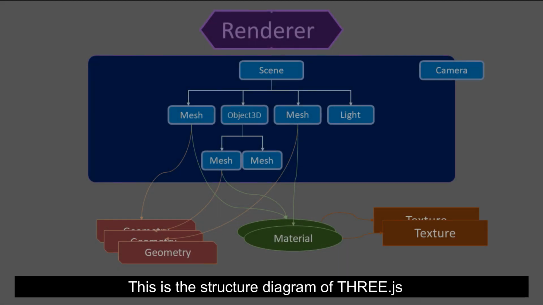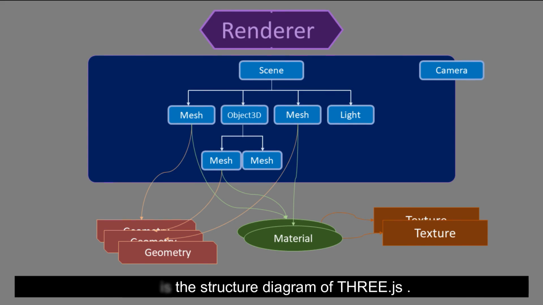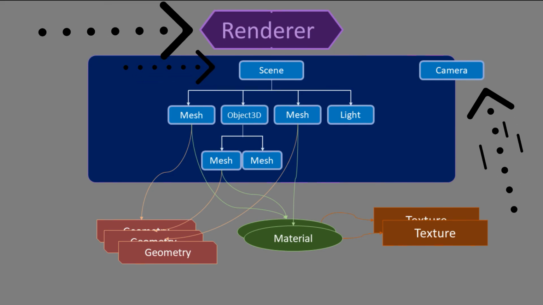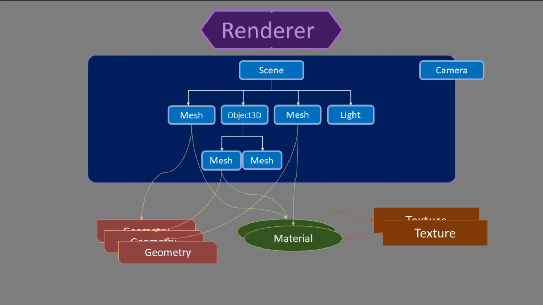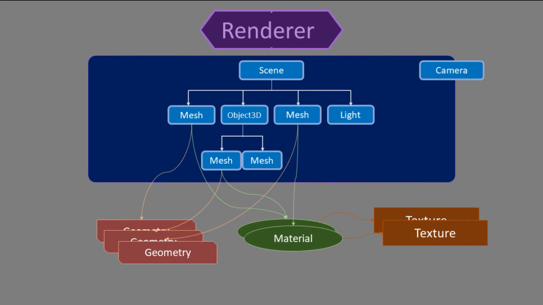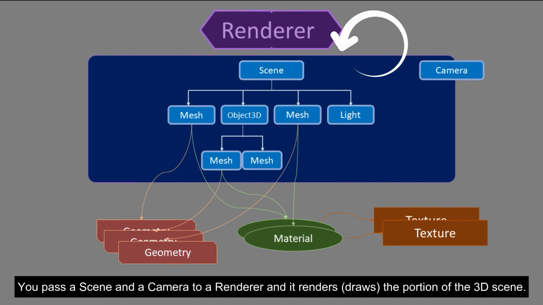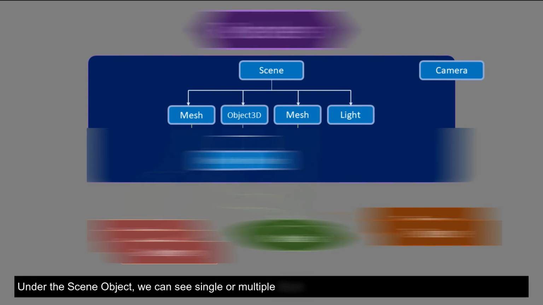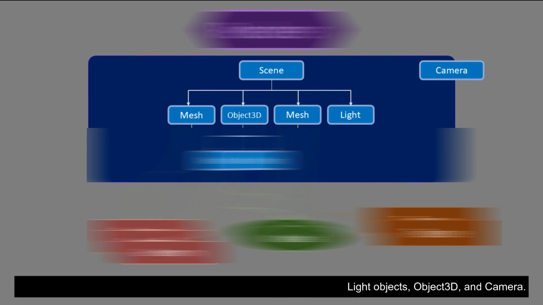This is the structure diagram of Three.js. Things to notice in the diagram are the renderer, scene, and camera. These three are the main objects of Three.js. You pass a scene and a camera to a renderer, and it renders, or draws, the portion of that 3D scene. Under the scene object, we can see single or multiple mesh objects, light objects, Object3D, and camera.